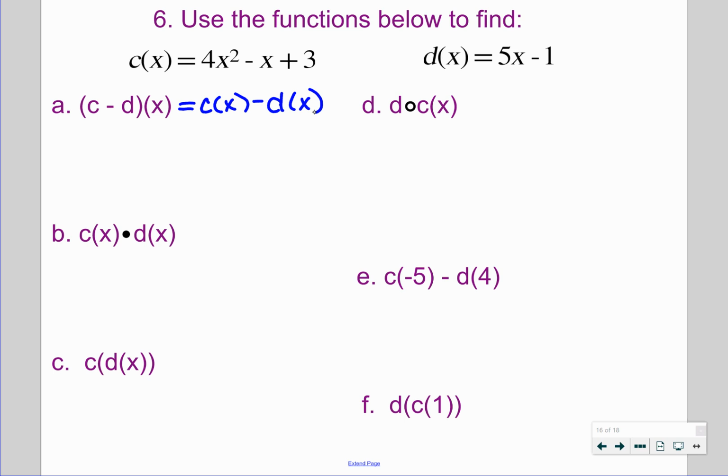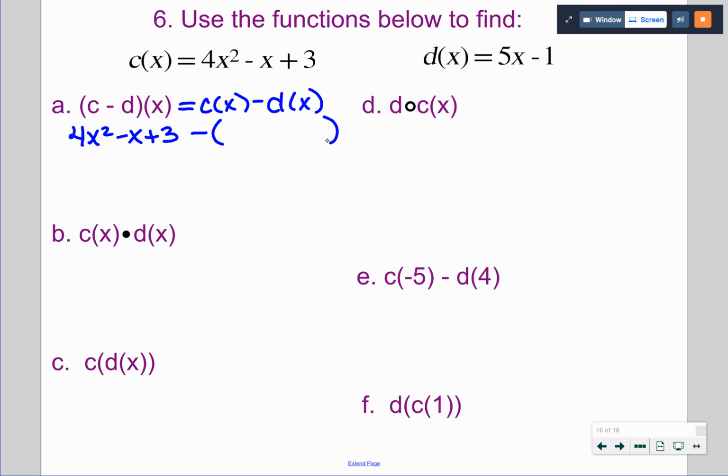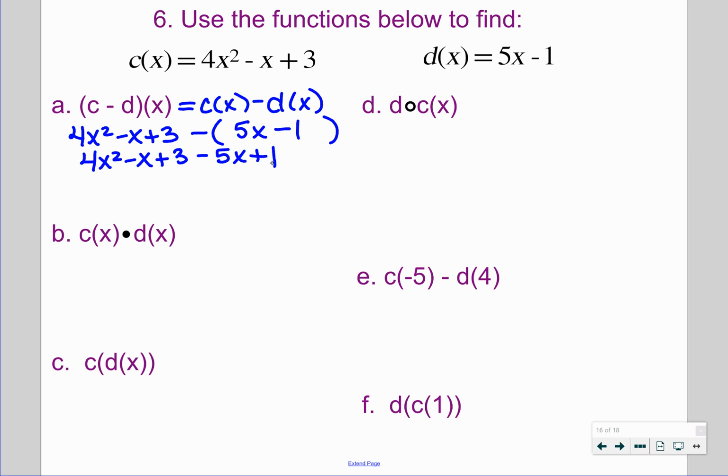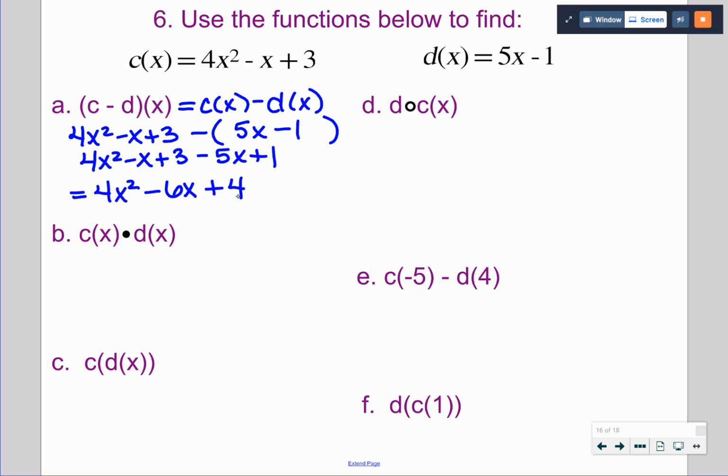So c is 4x squared minus x plus 3. Be careful with subtracting. Remember, when we subtract something, we want to put that in parentheses, just like we do with our difference quotient, so we distribute the negative through correctly. 5x minus 1 goes in my parentheses. Distribute. So I'll have negative 5x plus 1. And then combine your like terms. So final answer should be 4x squared. I have a negative x and a negative 5x, so negative 6x plus 4. And remember, that's your answer. This new function you've created, you are not solving it.